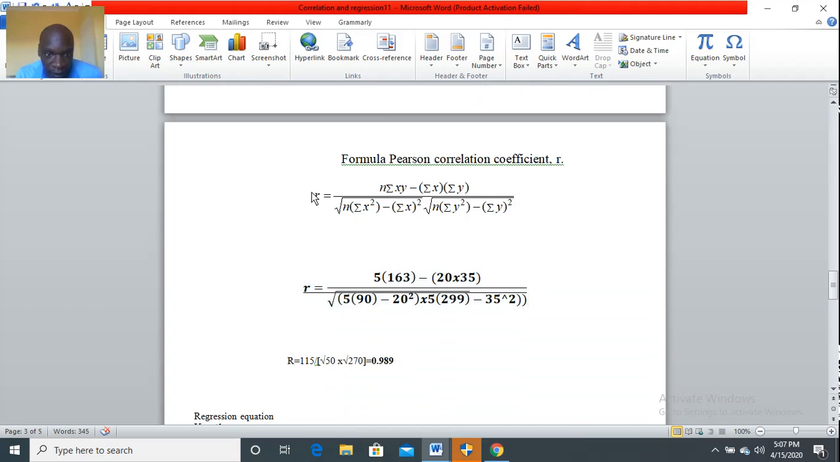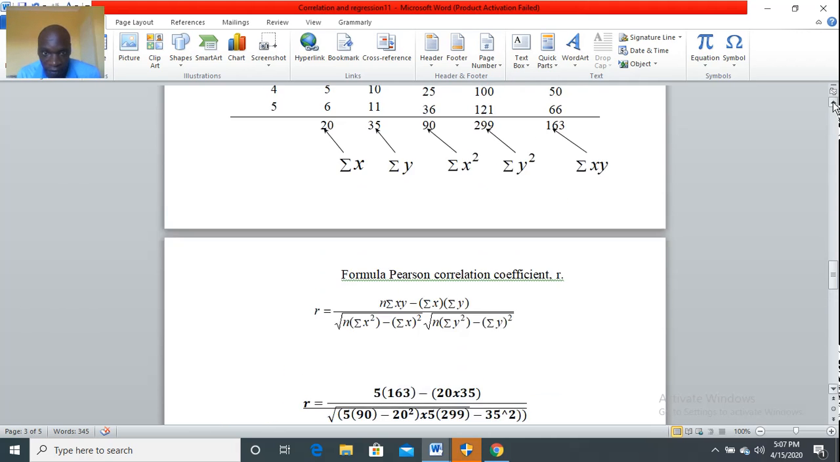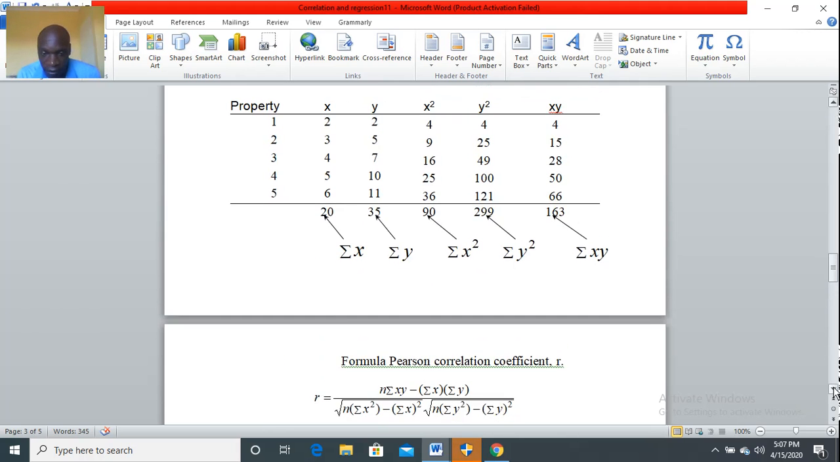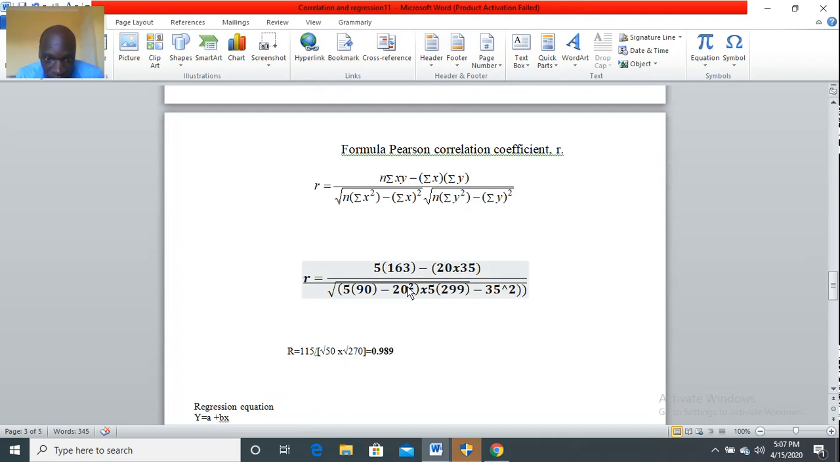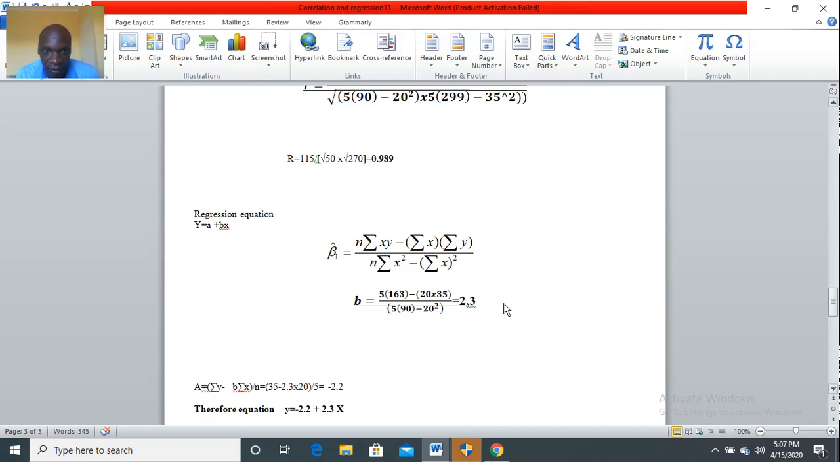So the r now, this is the same formula. Then this is the r. n is 5, because there are 5 pairs. So the summation of xy is this one, the summation of x is this, and this is the summation of y. We substitute. The answer that we get is the r, which is this.